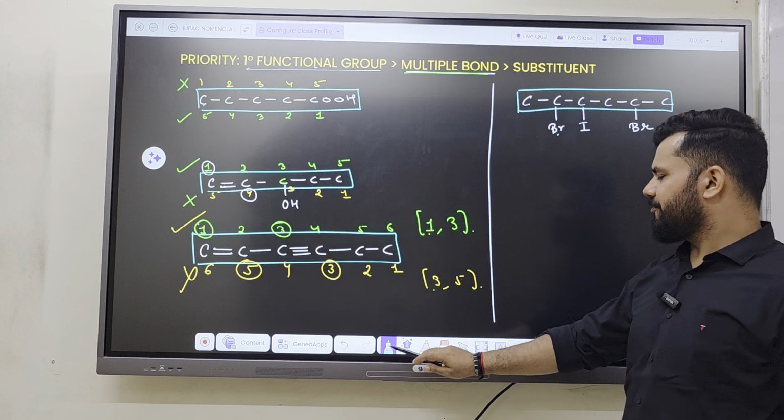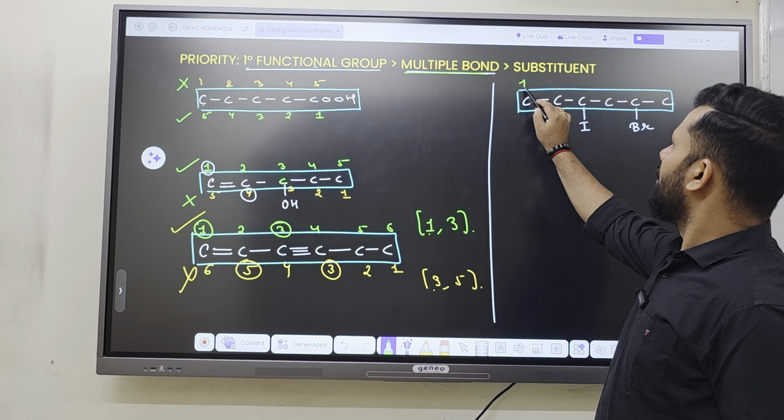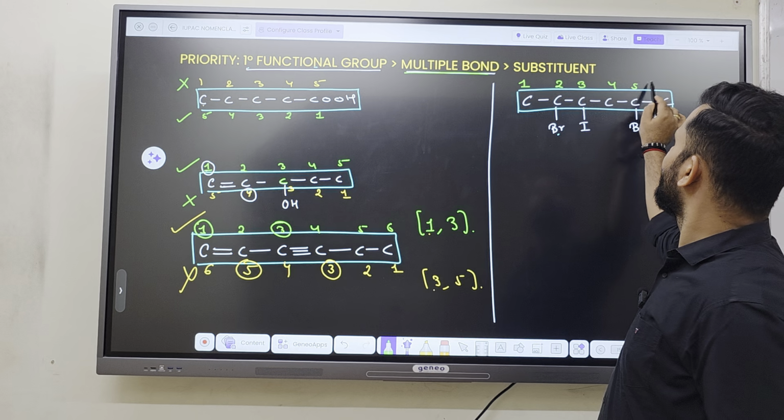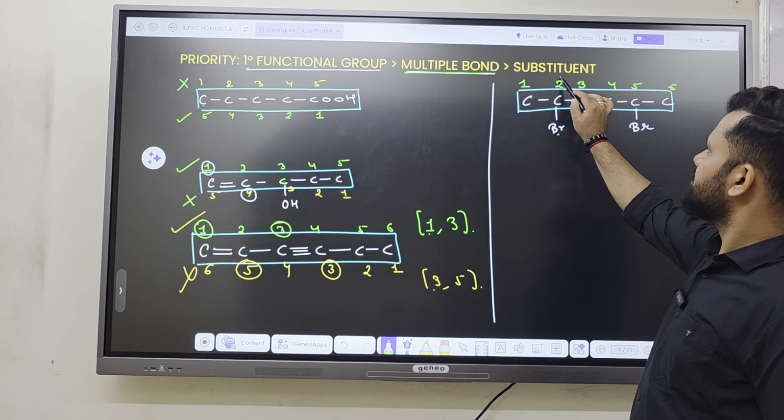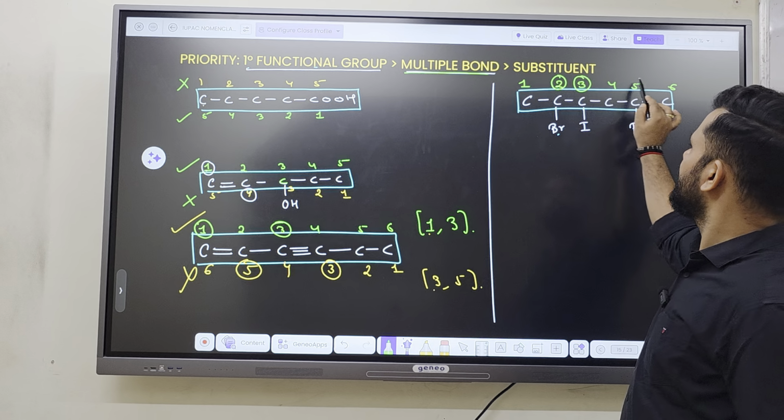All right. So if we start numbering from left side, 1, 2, 3, 4, 5, 6. So my set of locants is 2, 3, 5. If I go the other way around, it becomes 1, 2, 3, 4, 5, 6. So set of locants is 2, 4, 5. So which one to select? By the way, I have moved to substituents only because functional group and multiple bonds are not present. If they were present, then I would have checked that criteria.